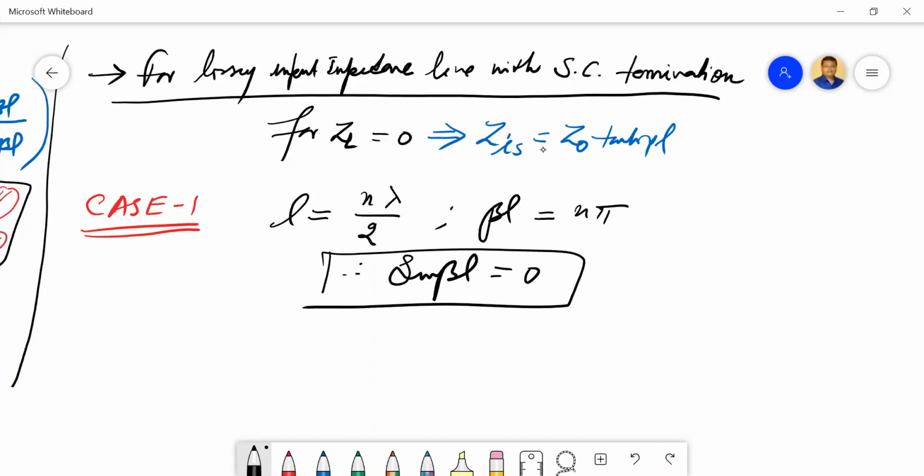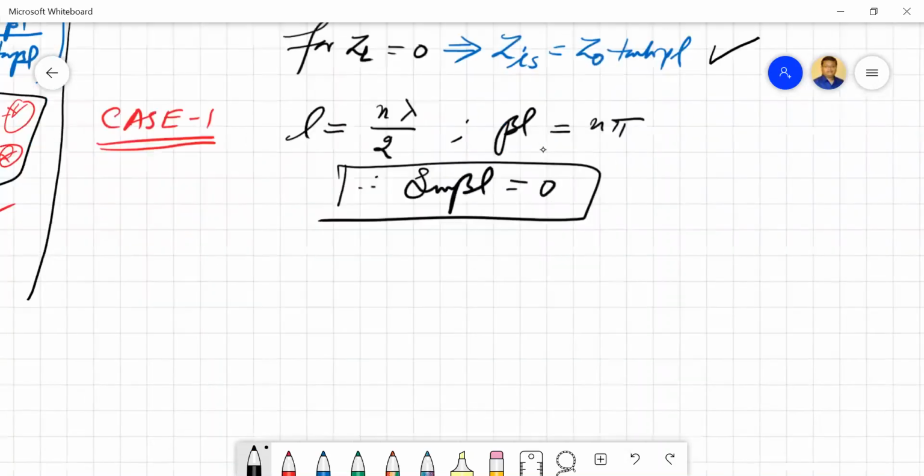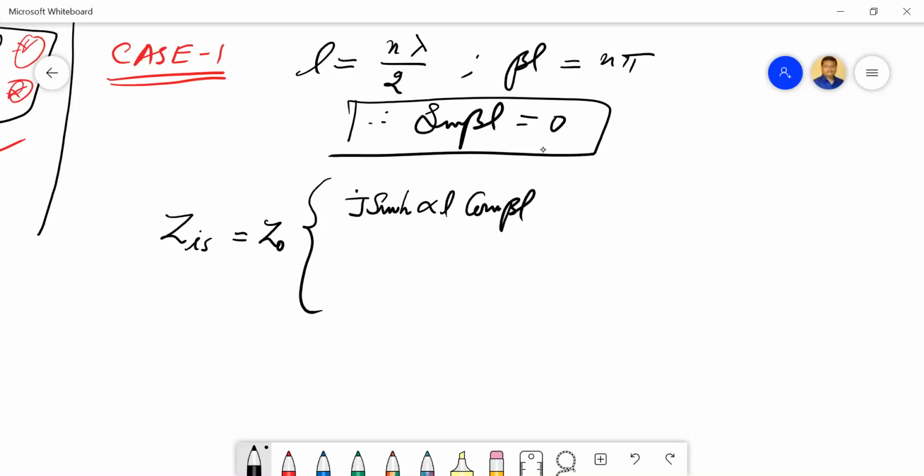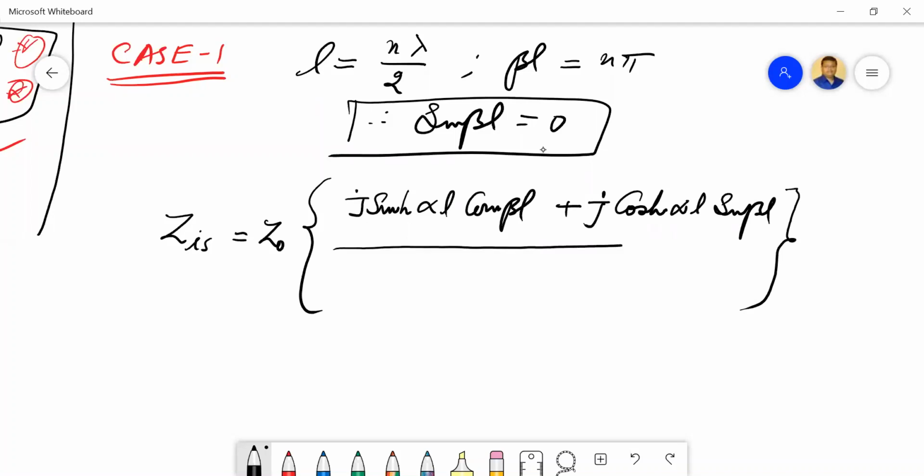Now from this formula, you can expand further and write Z_is = Z_0 ... I'm just expanding the numerator and denominator so that we get the idea of what we are going to do, plus j cosh αL sin βL. Please check whether I'm expanding correctly or not.